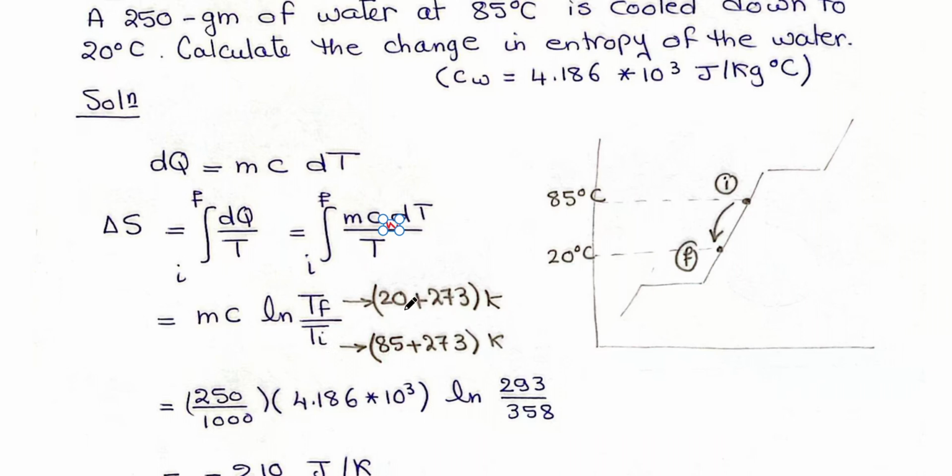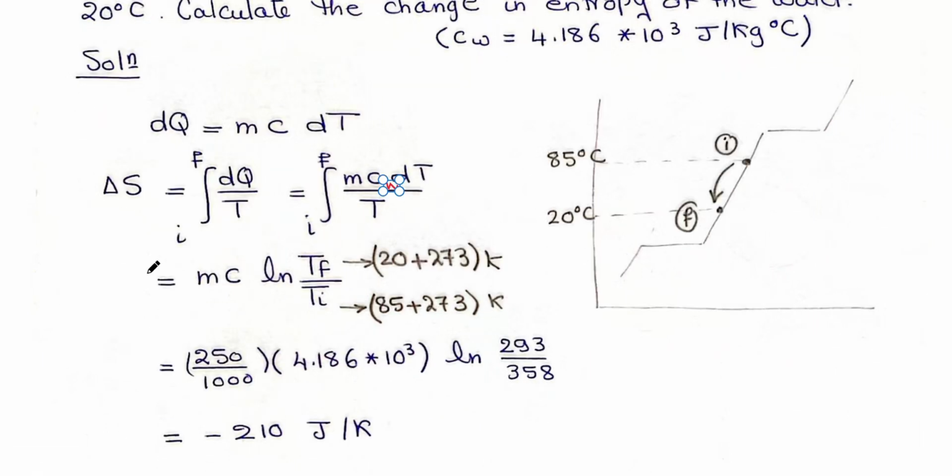Now you substitute with T final, 20 plus 273 to be in Kelvin, and T initial, 85 plus 273 Kelvin. The mass is 250 grams, so convert it into kilograms. This is the C of the water, and this is ln T final over T initial. After substituting, you get the change in entropy of negative 10 joules per Kelvin. Of course, water is cooling down, so the entropy is negative because it is losing heat.